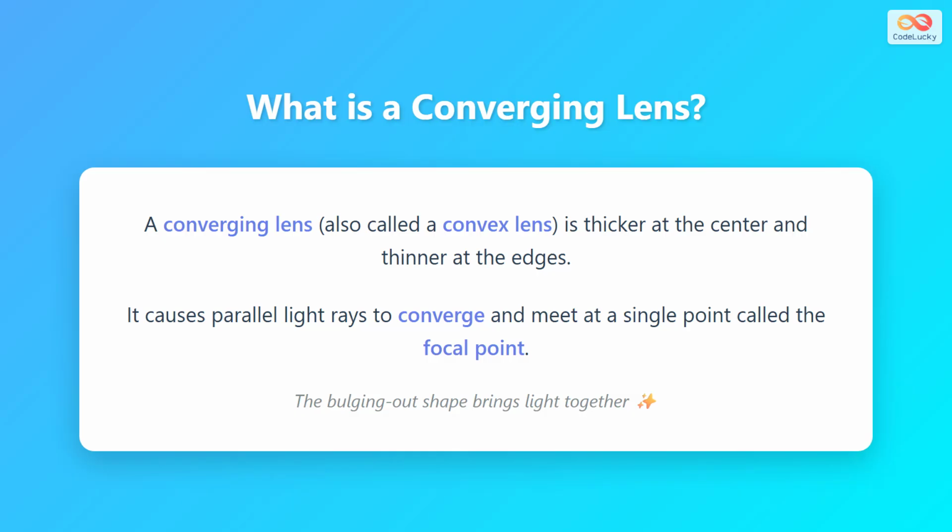A converging lens, also called a convex lens, has a distinctive shape. It is thicker at the center and thinner at the edges. This unique curvature causes parallel light rays to bend inward as they pass through the lens. All these rays converge, or come together, at a single point called the focal point. The bulging out shape is what gives the lens its ability to bring light together.